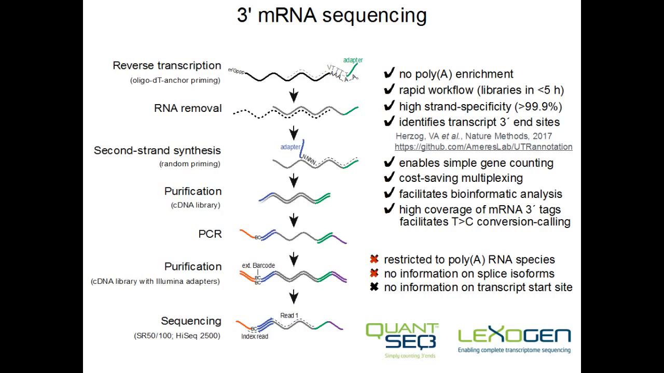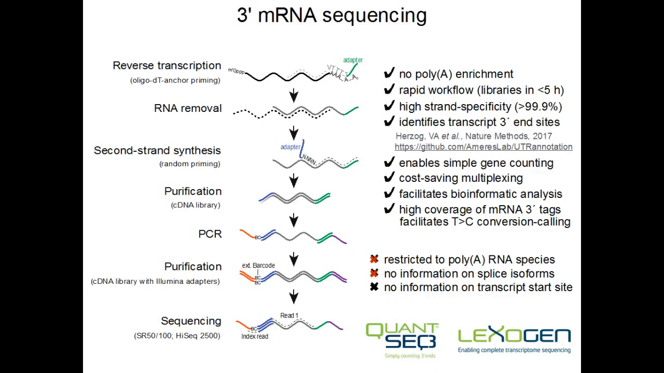There are, of course, also some limitations. It is, of course, restricted to polyadenylated RNA species, so therefore RNA-Pol2 transcripts, and it does not provide information on splice isoforms or transcript start sites.